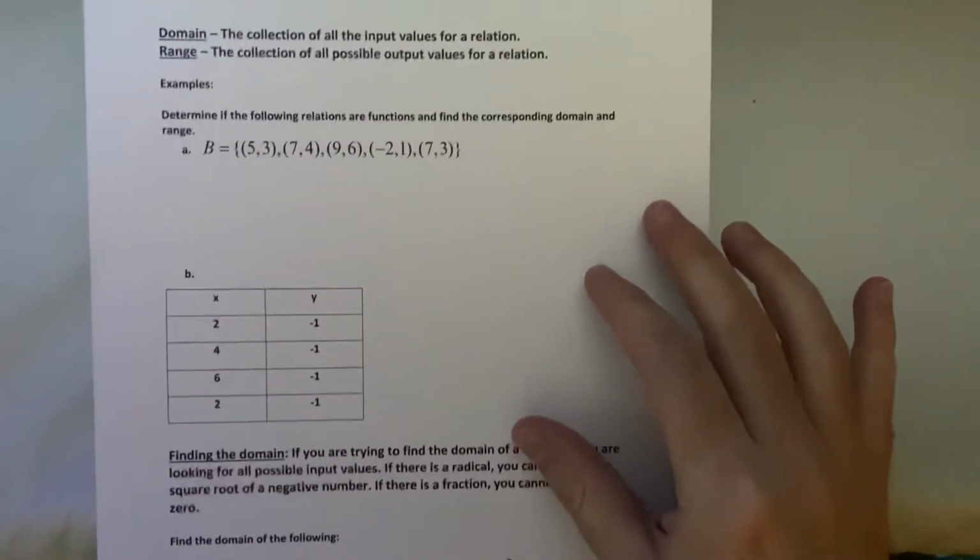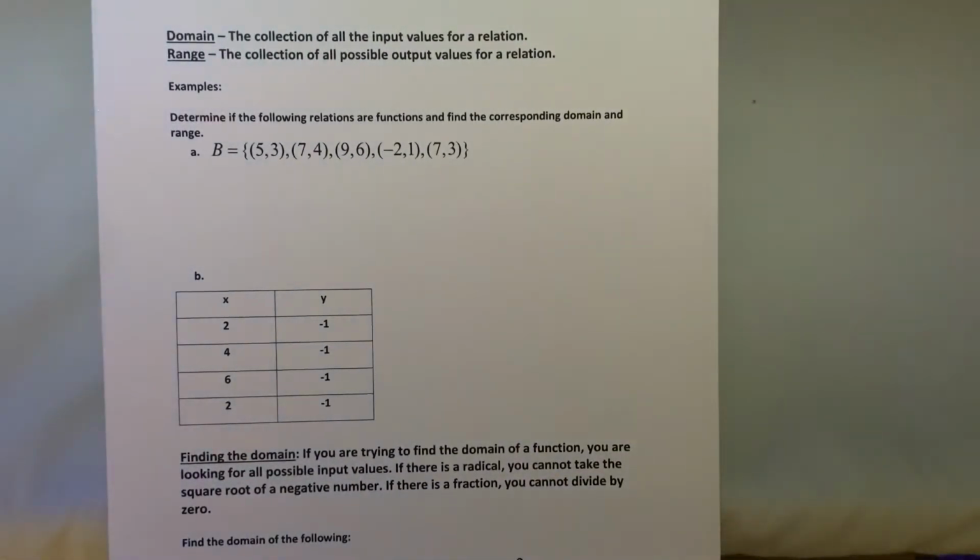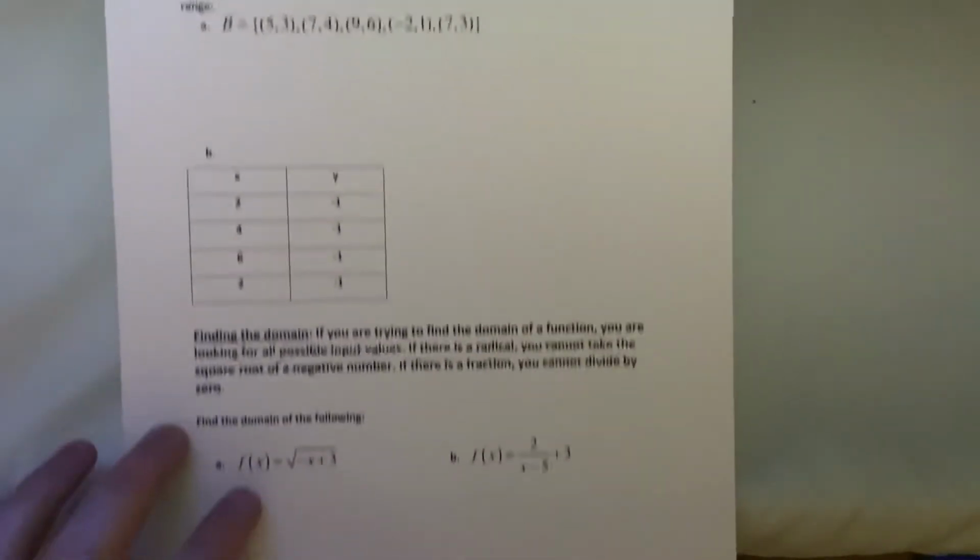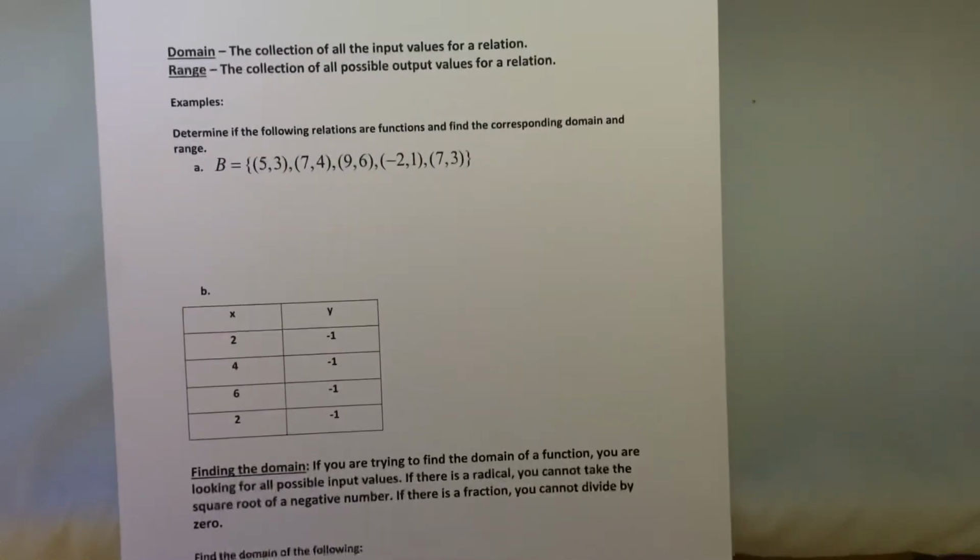Okay, so what are some properties of functions that are important? We have domain, which is all the possible input values for a relation, and range, which is the possible output values. If it's a discrete function, which is just sets of ordered pairs as opposed to a function in function notation, then you will have individual items in the domain and range instead of a range of possible values.